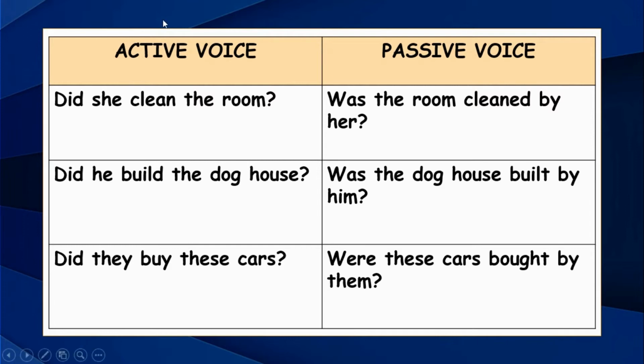Okay, did she clean the room, or was plus object, object of active voice plus V3 cleaned plus subject of active voice. Okay, was the room cleaned by her? Did he build the doghouse? Was the doghouse built by him? Did they buy these cars? Were these cars bought by them? So this is how we should convert active voice interrogatives to passive voice interrogatives in simple past tense.